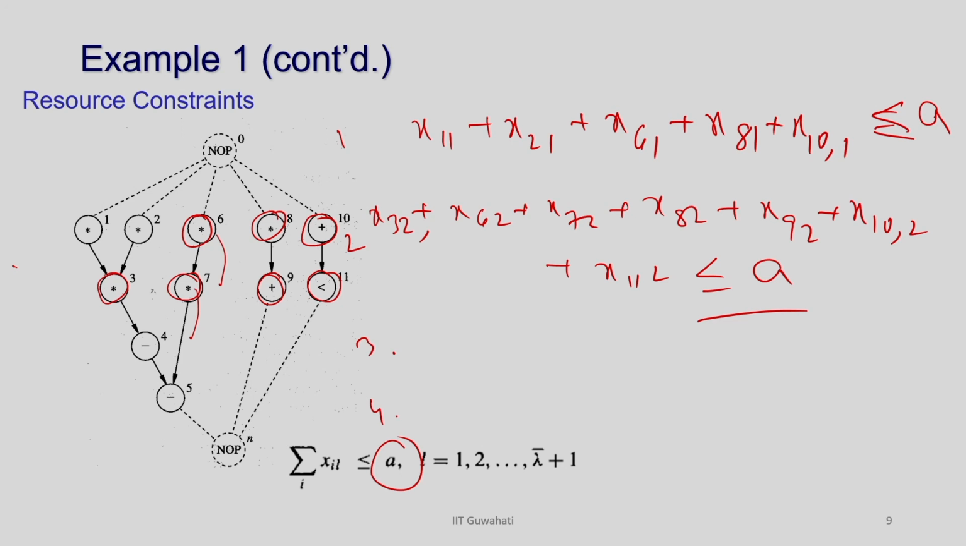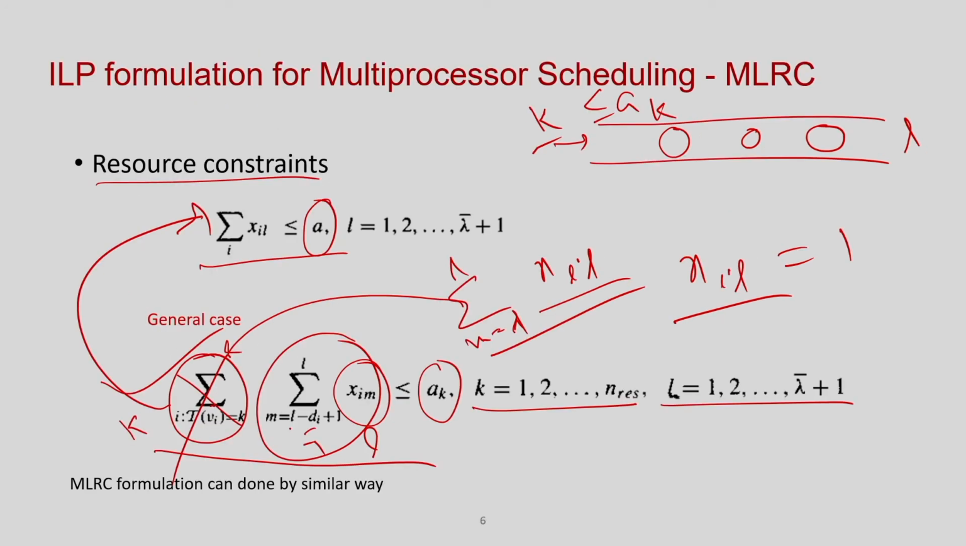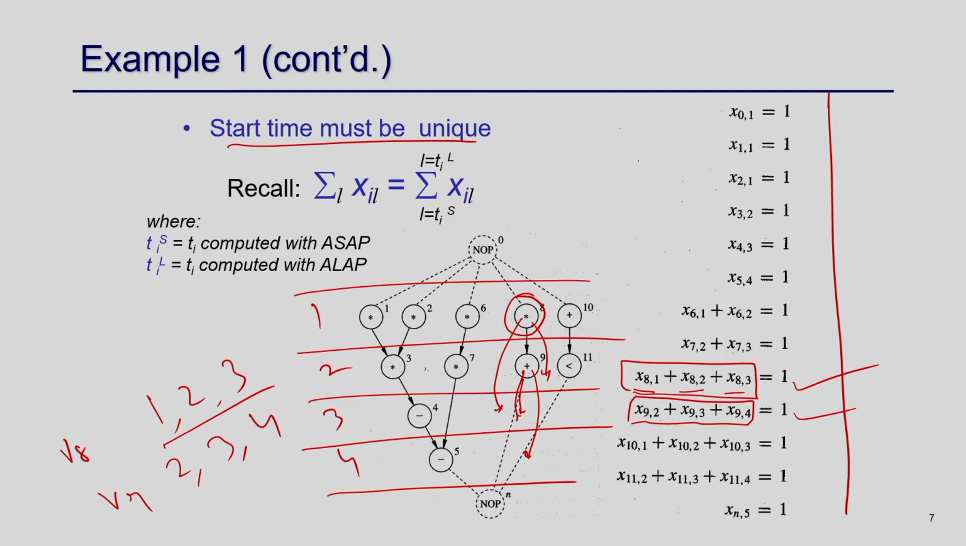If I give these constraints along with the objective function, it will give me a solution which minimizes the latency, because my objective is to minimize the latency under a given resource constraint a, and since I have only one type of resource, I have only one resource bound. So, this is the problem, and this is the ILP formulation. I hope you understand.